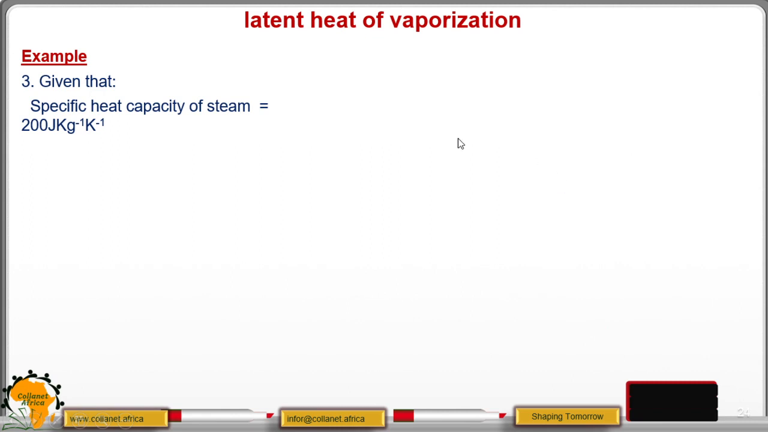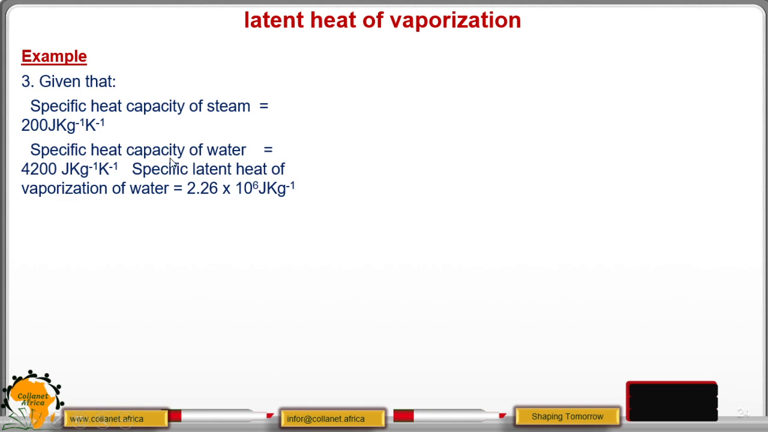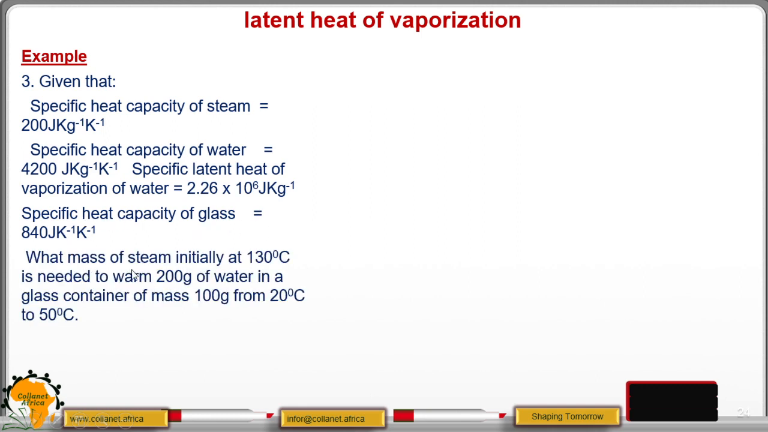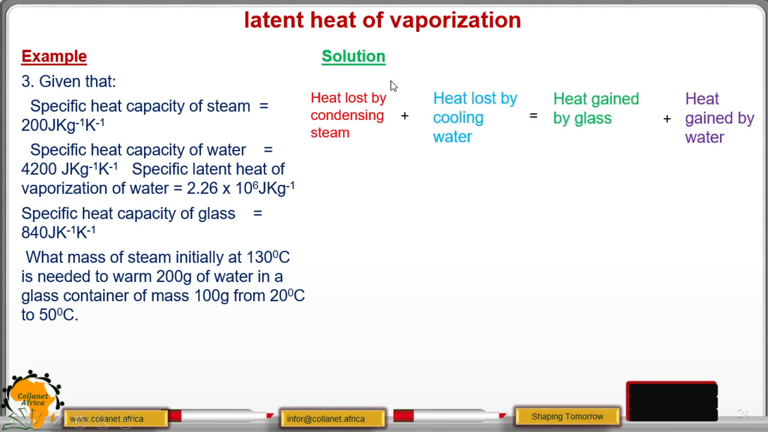Given the specific heat capacity of steam, the specific heat capacity of water, the specific latent heat of vaporization of water, and the specific heat capacity of glass. What mass of steam initially at 130 degrees Celsius is needed to warm 200 grams of water in a glass container of mass 100 grams from 20 to 50 degrees Celsius? We proceed as follows. This is the method of mixtures.